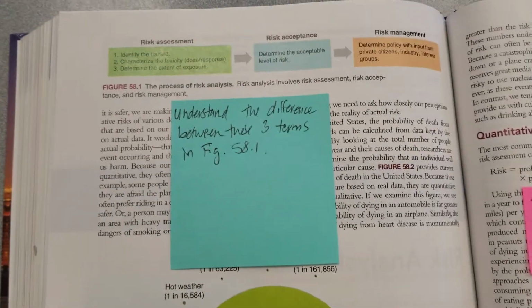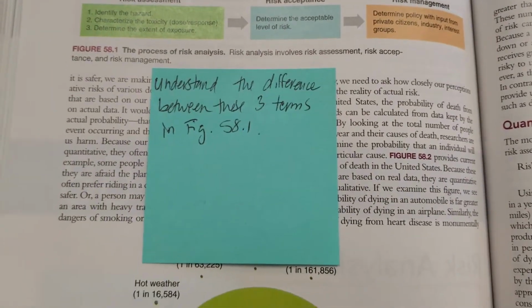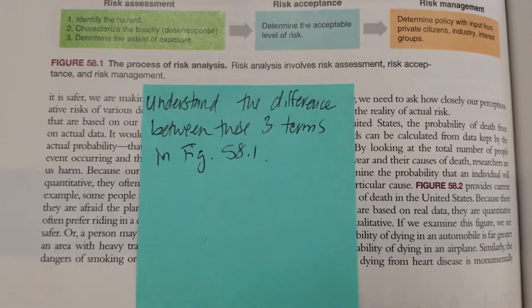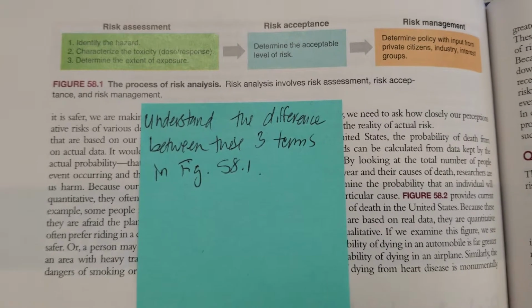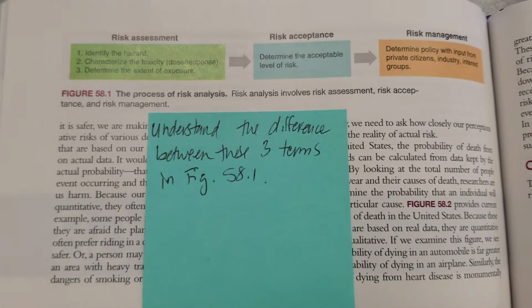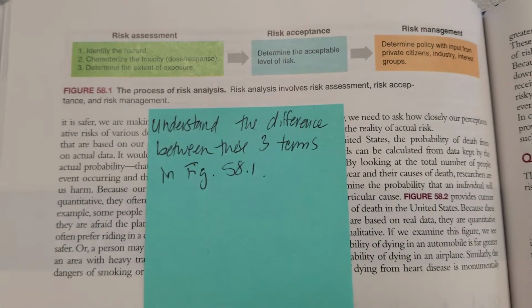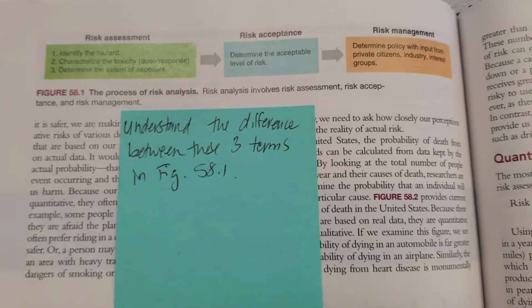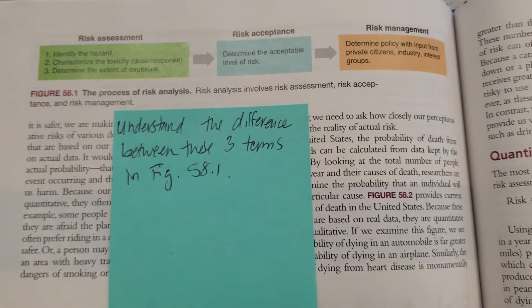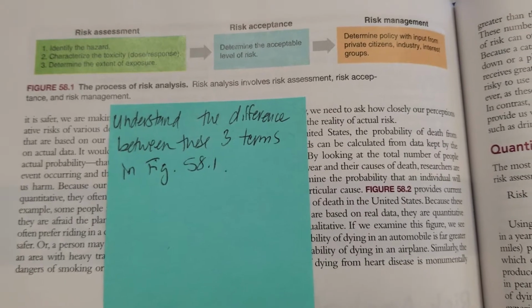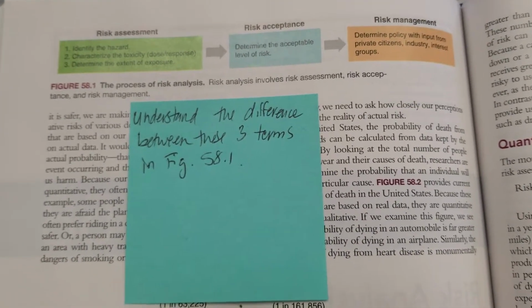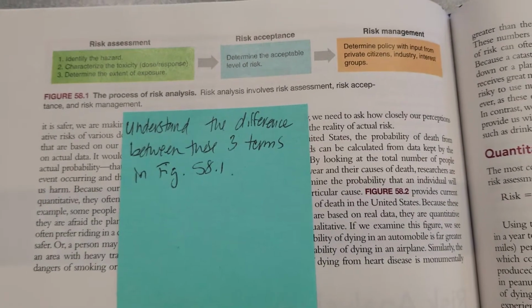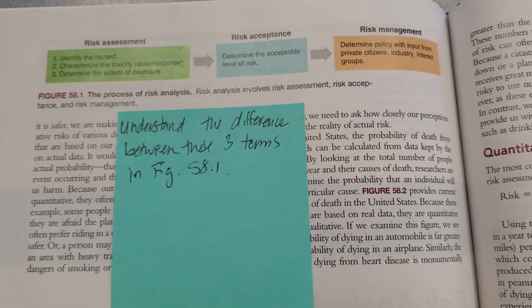So up here, understand the difference between what risk assessment is. A risk assessment is looking at the hazard. What is the hazard? How is it going to affect me? Am I going to be subjected to it or not? And then risk acceptance. So I've accepted my risk. I'm going to drive to school. So I've accepted the risk that I might be the 1 in 114 that die in a car accident.